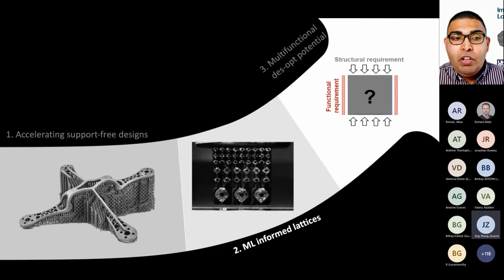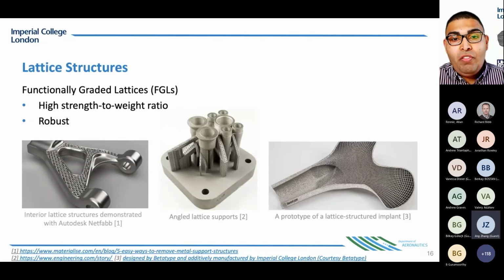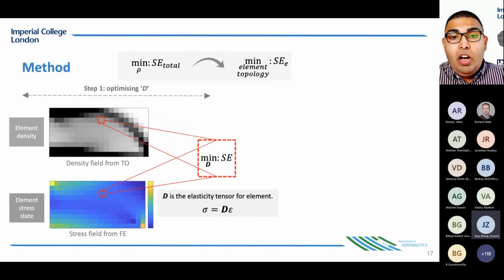All right, so let's have a look at what can be expected for machine learning informed lattices. Lattices have already found great utility in areas particularly relating to high strength to weight ratio applications and where robustness is needed. Our work is a two-part study. The first part is focusing on finding optimal elasticity tensor properties.